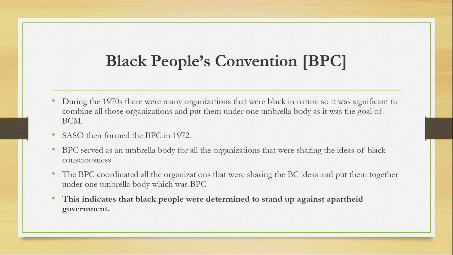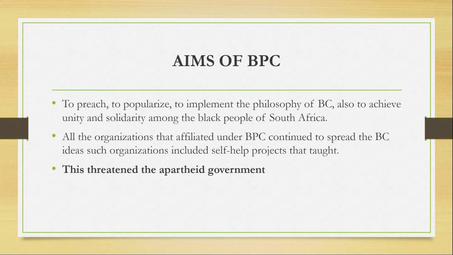and it won't give you much more marks. In this paragraph, the learner is discussing the role of the Black People's Convention. During the 1970s, there were many organizations. Fine, you explain it, but I want to see if you are able to link that to the question. This indicates that black people were determined to stand up against the apartheid government. So our focus here is to link to the question.